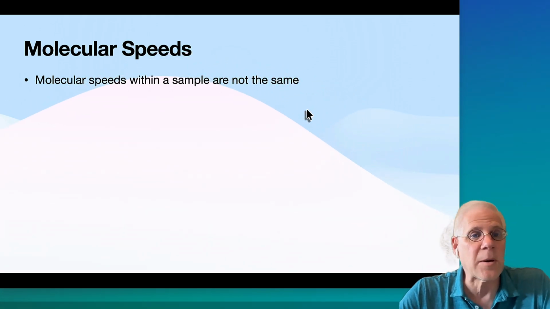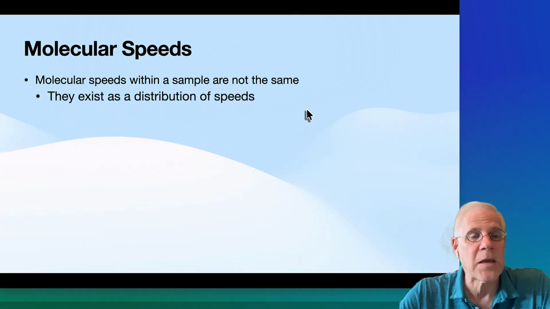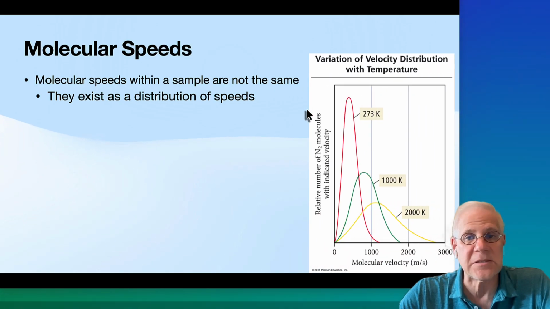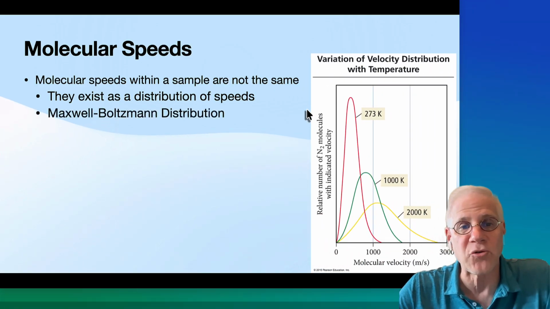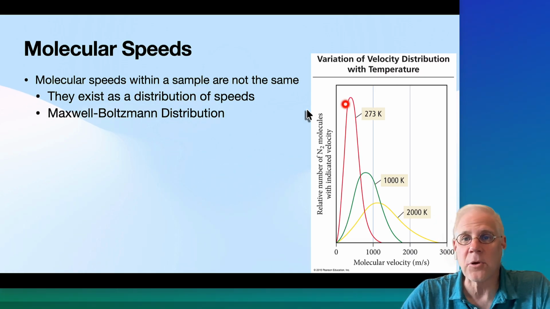And so this leads us to that postulate that molecular speeds within a sample are not the same. Instead, they exist as a distribution of speeds. And we call this the Maxwell-Boltzmann distribution. And we can see here, at a fairly low temperature, we peak at a fairly low speed, and you can see most of the molecules have a fairly low molecular velocity.